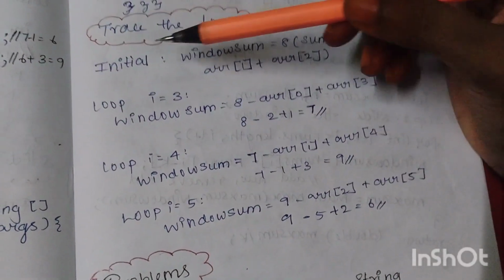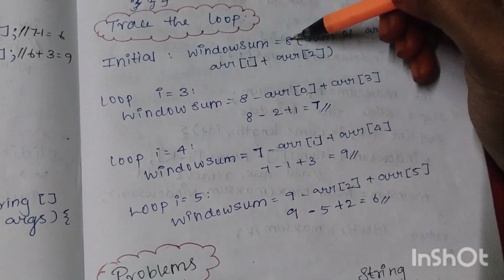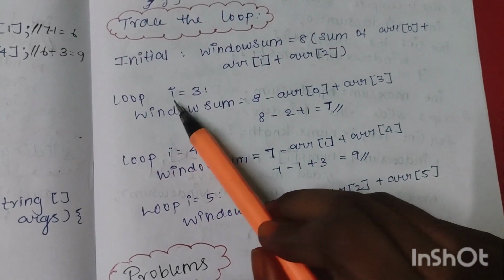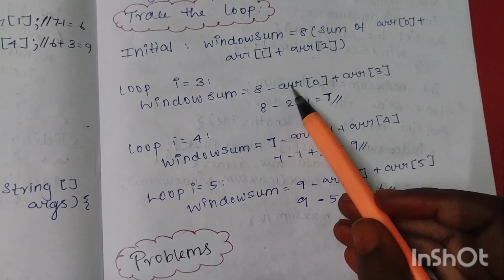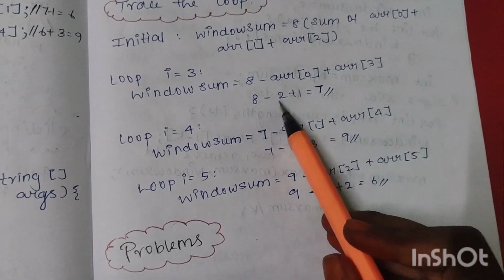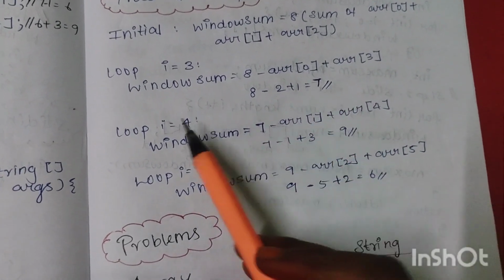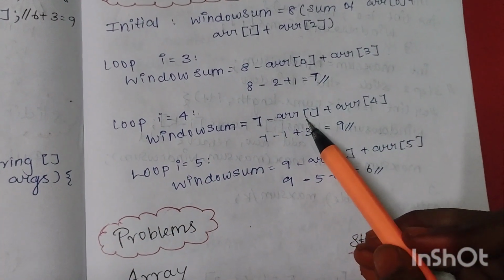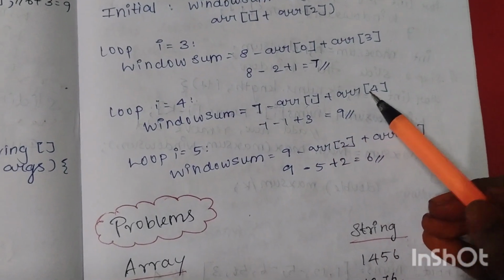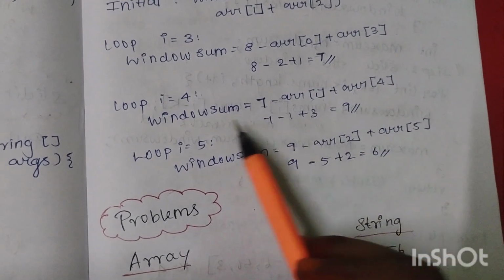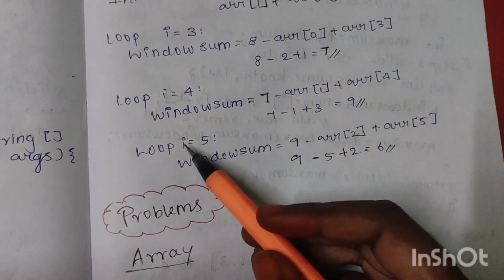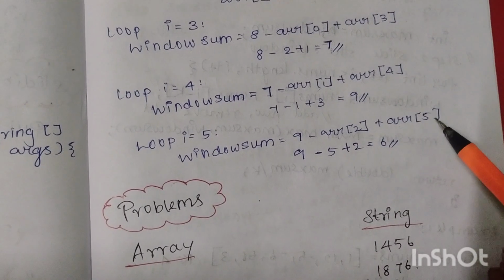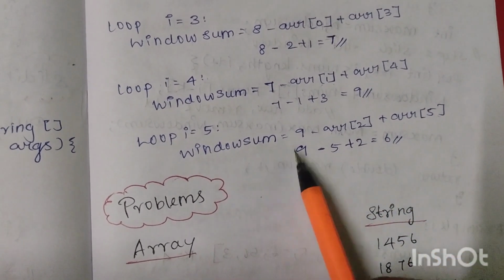Let's trace the loop. At first I get window sum as 8 for the first window, and when the loop runs with i is equal to 3, I am removing array of 0 and adding array of 3, so I get window sum as 7. And in the next iteration i is equal to 4, I am removing array of 1 and adding array of 4, so I get 9 as the window sum. And when i is equal to 5, I am removing array of 2 and adding array of 5, so I get 6 as the window sum.